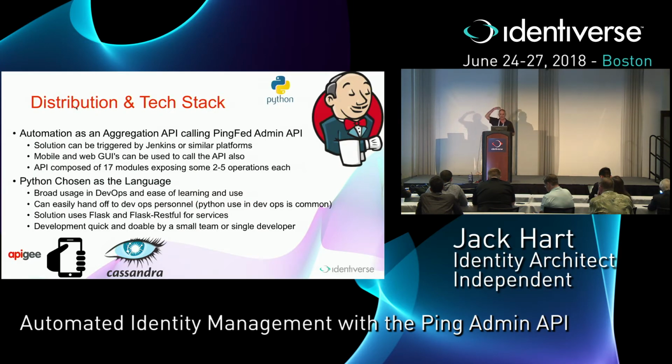For the automation, I ended up writing an API to wrap an API. The Ping API is very nice, but it's got some complexity to it that makes it hard to deploy in various cases, and especially if I'm going to hand this off to someone else, it was a little much. The solution can be triggered by Jenkins or similar platforms. It's a very simple API, so weaving it into a mobile app or a web app is pretty easy. It's 17 modules. They range from 2 to 5 or 6 operations each.